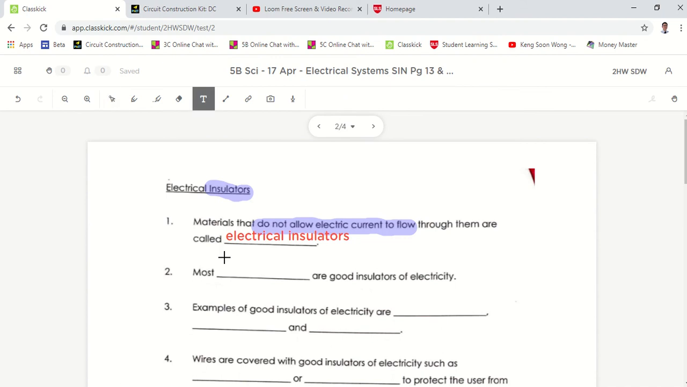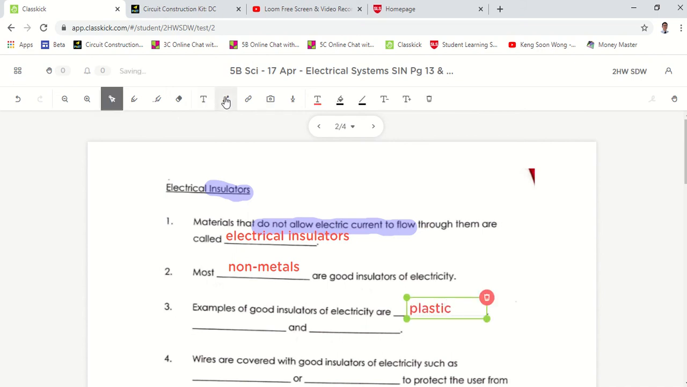As we know, metals are good conductors. On the opposite side, non-metals are good insulators of electricity. Metals are good conductors of electricity, non-metals are good insulators, the opposite end. Examples of good insulators are those that cover the wires, things like your plastic. Plastic is a good insulator. Rubber is a good insulator.